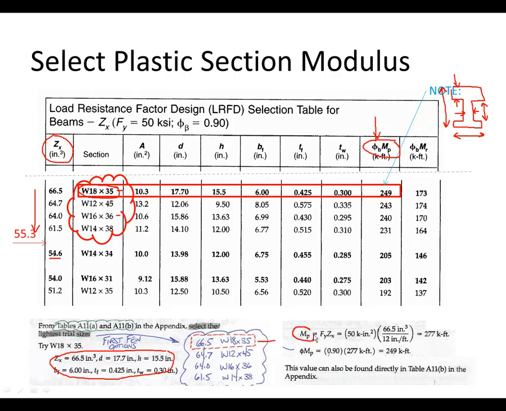To figure out what the plastic moment is, we simply take the yield strength of the steel and multiply by the plastic section modulus.